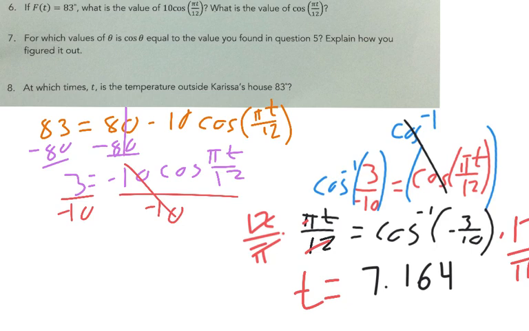Did y'all try that? I mean, I'm just winging it up here. You think I know the answers? Just the luck I've got any? I do 12 minus 7.164. Is that correct?